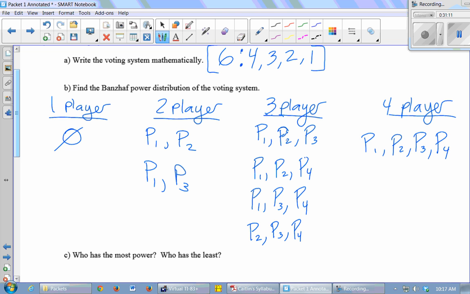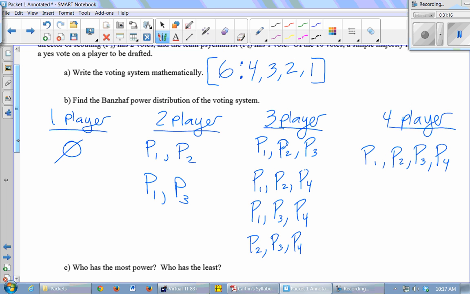Now I have to figure out who is critical in each of these coalitions. So it helps me to write the vote count on top of each of these. So this is 4 and 3, 4 and 2, 4, 3, 2, 4, 3, 1, 4, 2, 1, 3, 2, 1. Okay. So I have the vote count on top of each player.